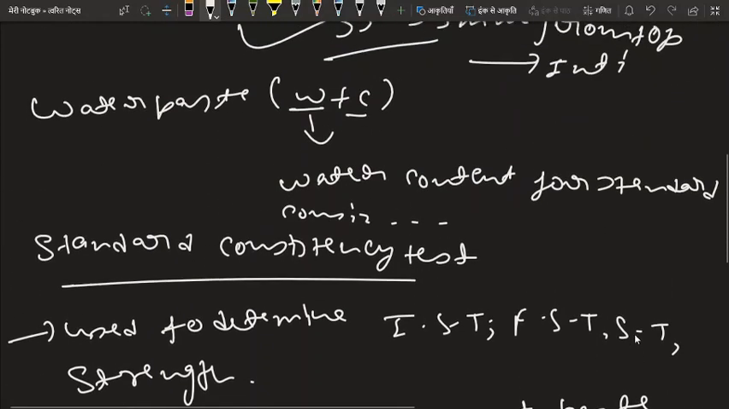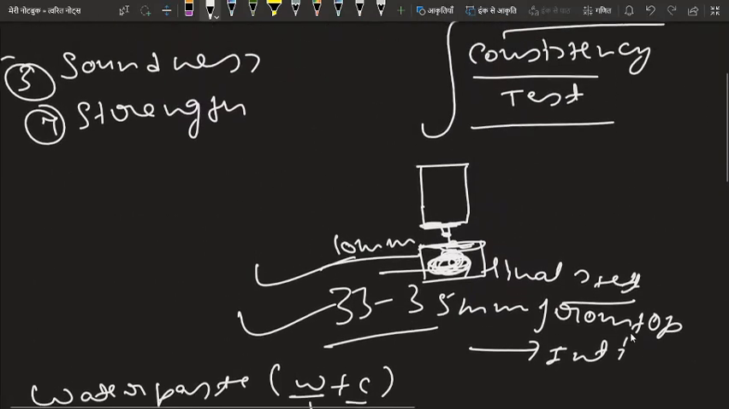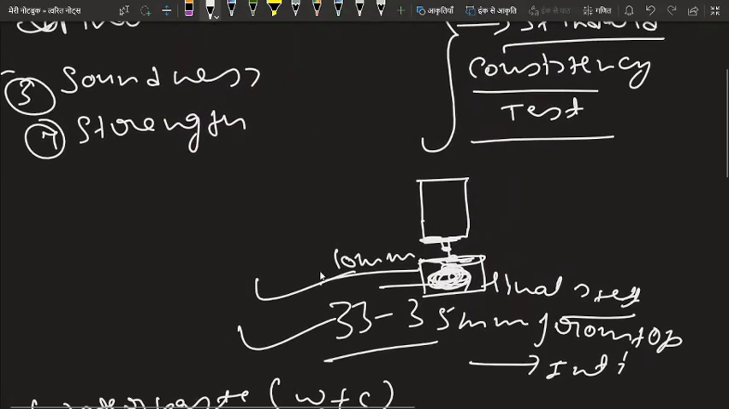Look, previously we made a little mistake. This 10 mm is the height of the plunger, which penetrates 33 to 35 mm from the top of this mold containing cement.